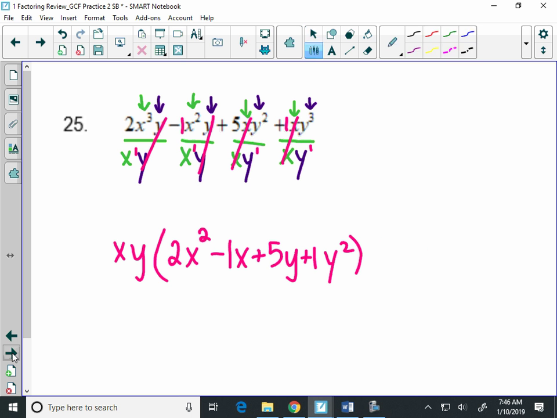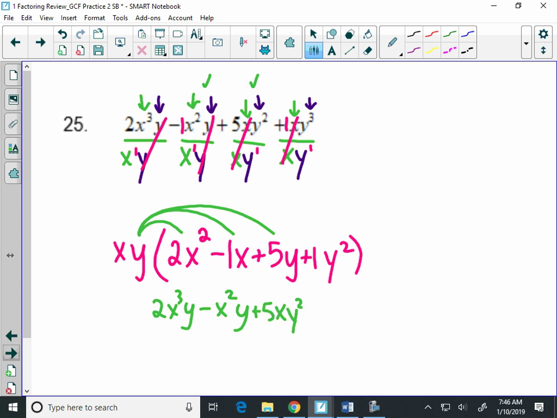Now, if you wanted to check, remember, you can do the opposite of dividing, which is distributing. So if I distributed here, xy times 2x squared would give you 2x cubed y. That's the same as what we had to start. This would give me negative x squared y, again, same as the term above. Distributing again, plus 5x y squared, same as above. And plus x y cubed, same as above. So when you distribute, you can check your work and see that you got the right answer.